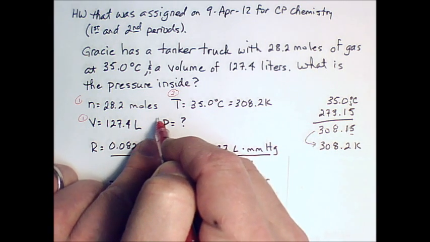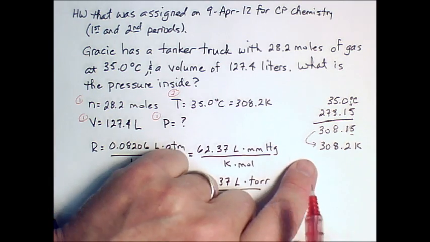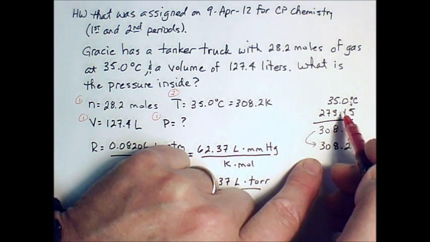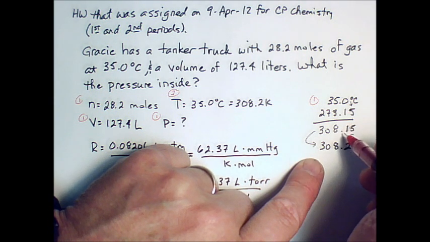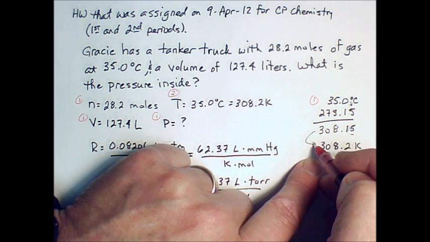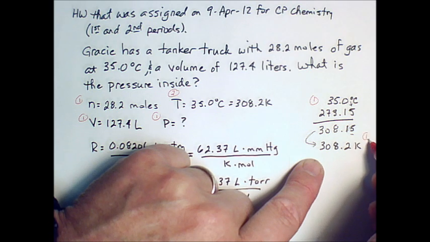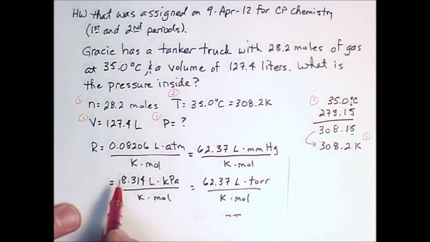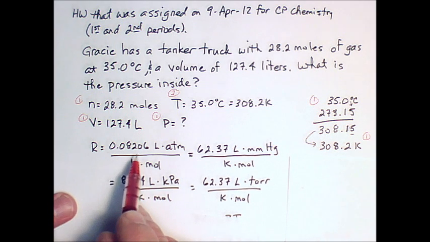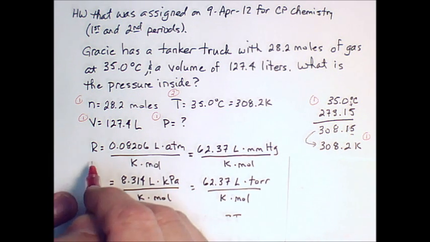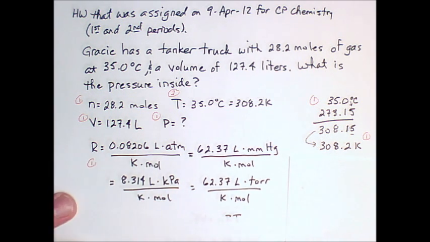P with a question mark after an equal sign, that's worth a point. The conversion over here to go to Kelvin, that's worth a point, where they have to add these two numbers together. And the fact that they rounded it off properly is worth a point. Okay? And any one of these versions of R, if they wrote the entire number with all 4 units of measurement, that's worth 1 point.